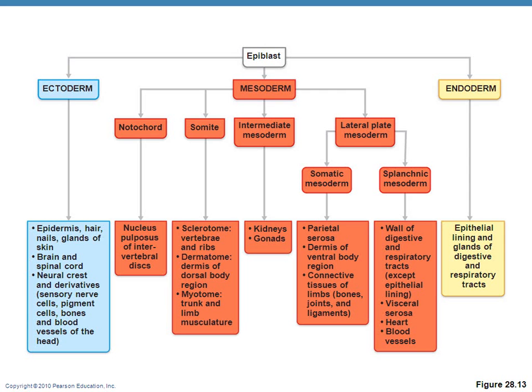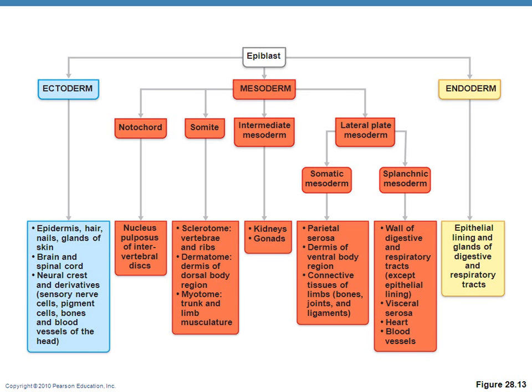So you can see the ectoderm, sorry, epidermis, hair, glands, brain, spinal cord. They talk about neural crest, but we're not going to really get into that. Endoderm, that's the internal lining, or the epithelial lining. When we talked about blood vessels, we used the word endothelial, right? So that internal lining in your blood vessels, that would be endoderm. And then mesoderm is really everything else.